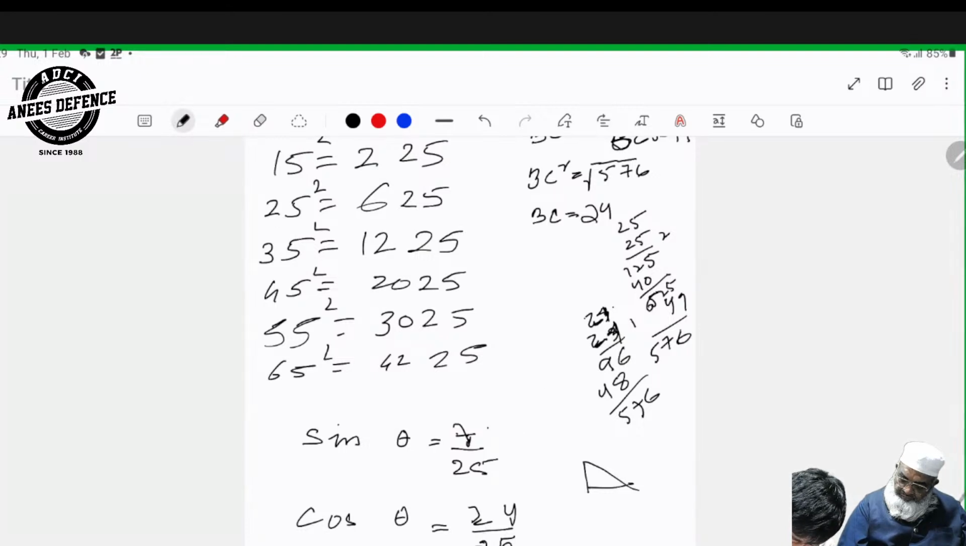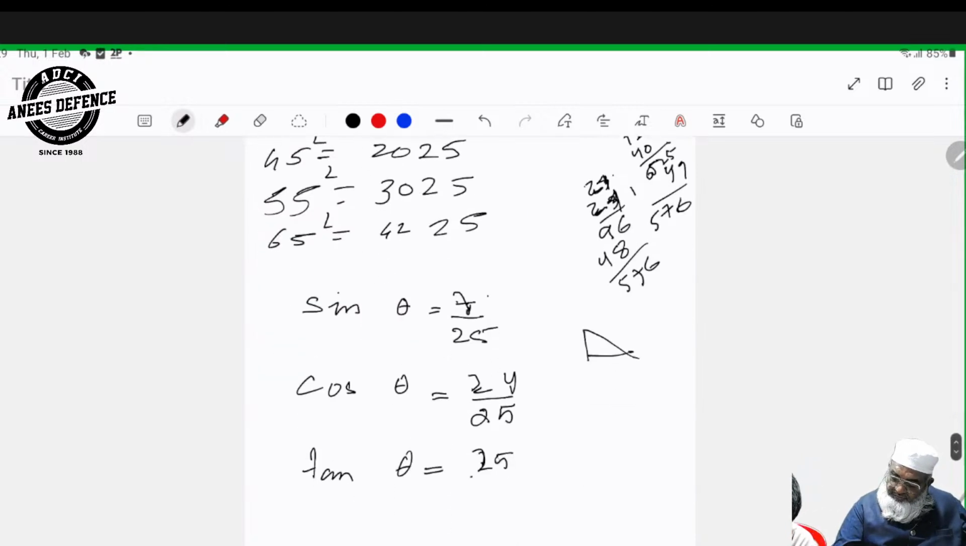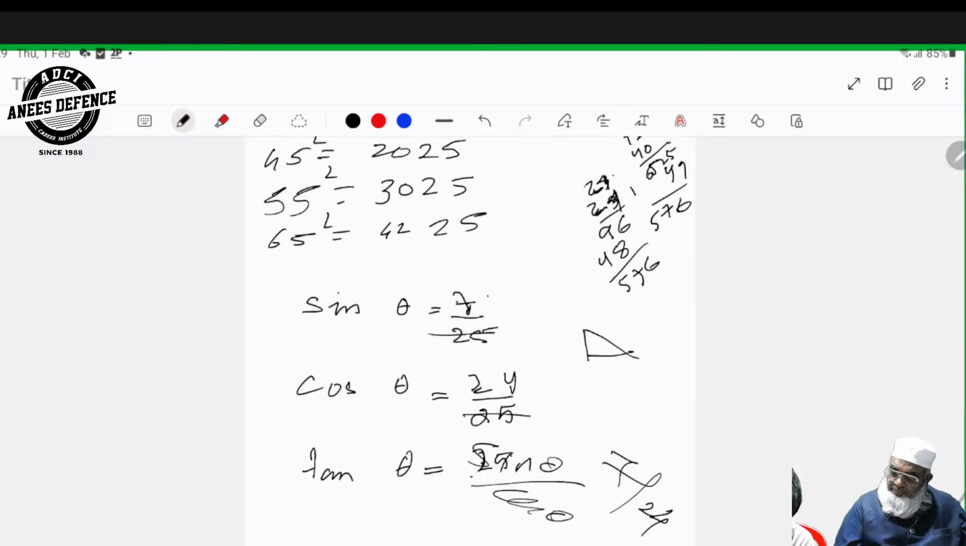Okay. Tan theta is 7 by 24. See, tan theta is always sine upon cos. So this is sine and this is cos. So this 25 cancels. So the answer is 7 by 24.